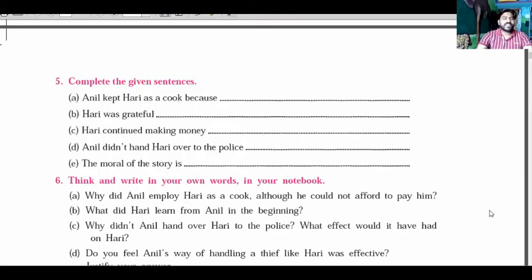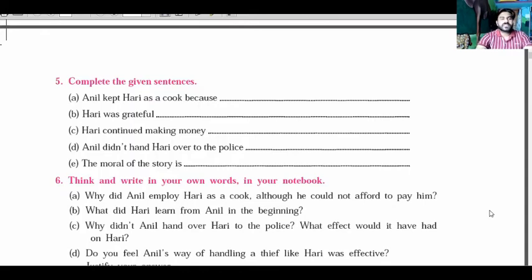Then Anil didn't hand Hari over to the police. Why? Because he believed that trust and belief can change anyone. So this was the reason that Anil didn't hand him over to the police. Then the moral of the story is what I told you before: trust and belief can change anyone. Okay, so this is the moral of this story.